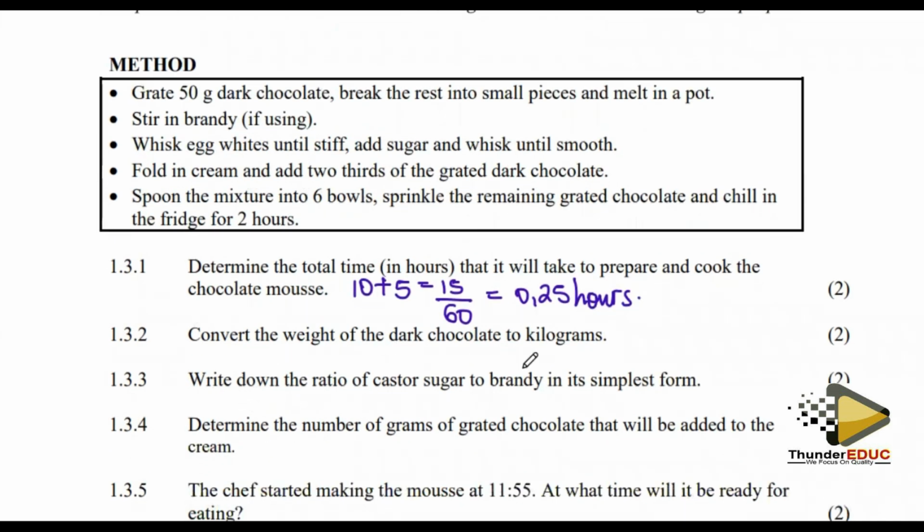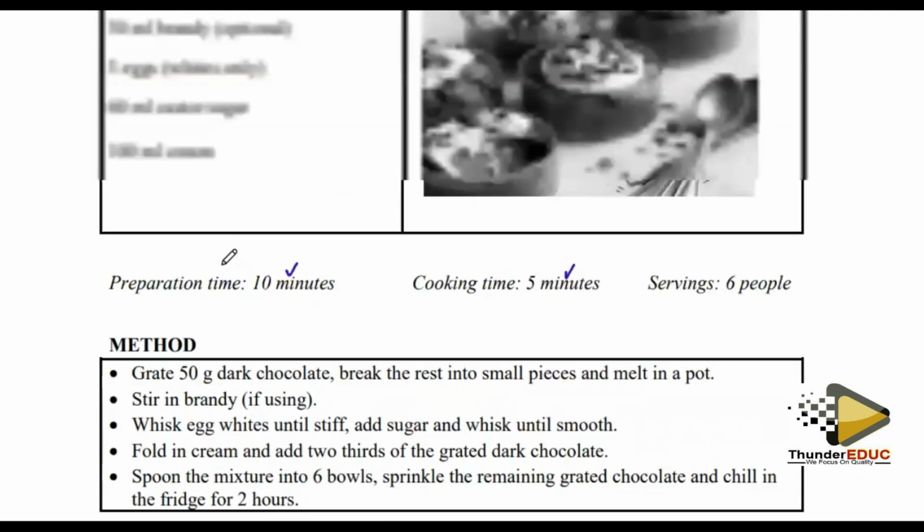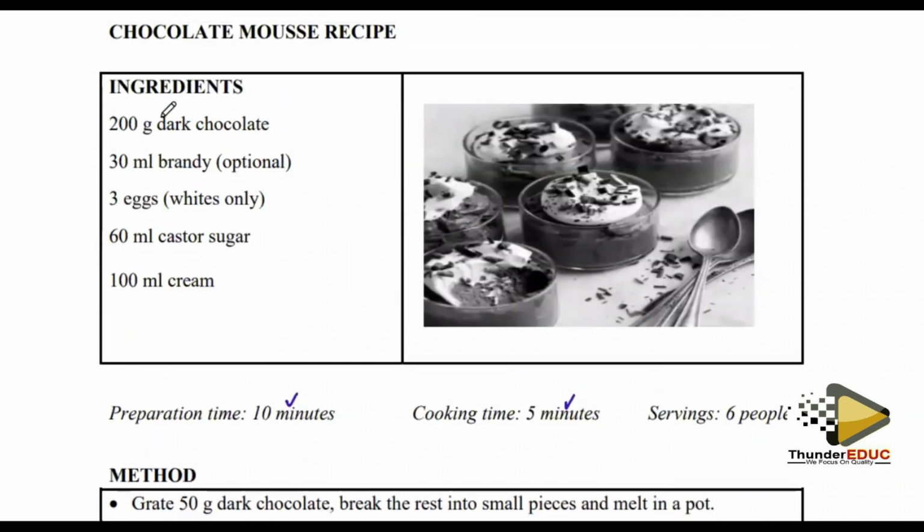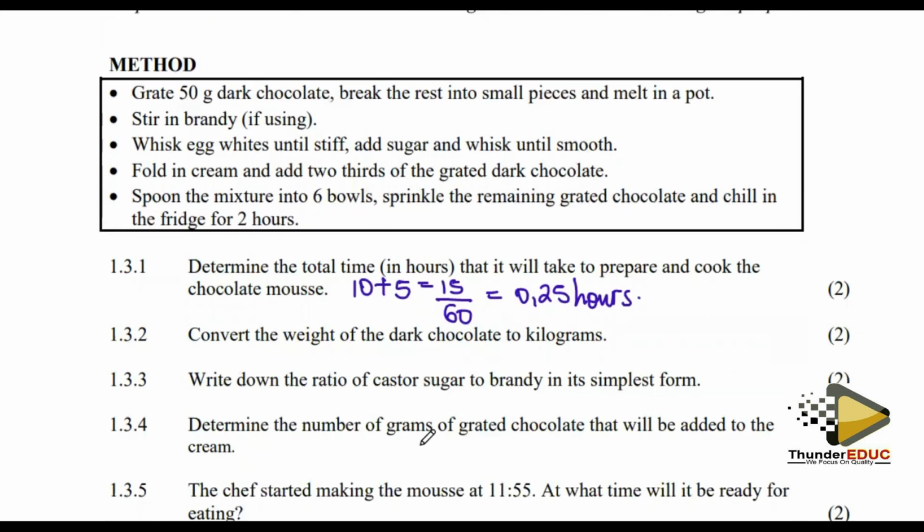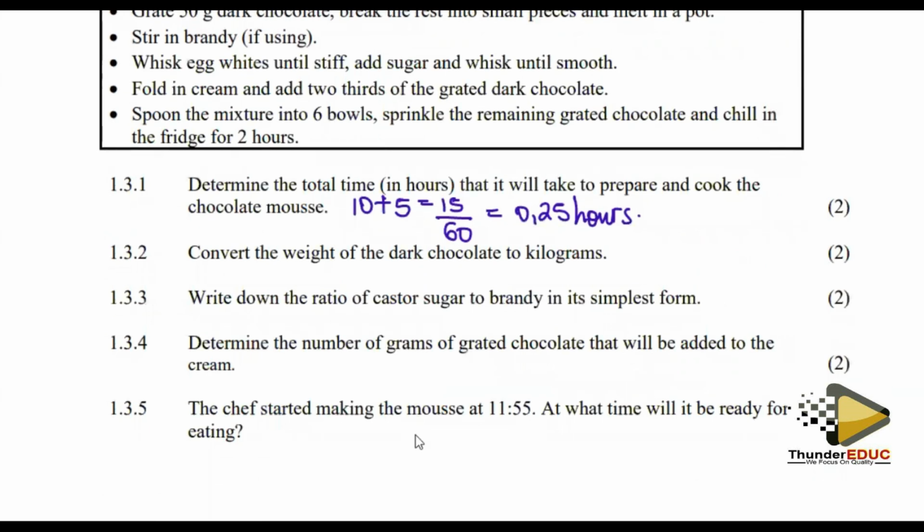Convert the weight of the dark chocolate to kilograms. We come here and look for dark chocolate, 200 grams to kilograms. Grams to kilograms, what do we do? Divide by 1,000. So this becomes 200 divided by 1,000. The answer will be 0.2 kilograms.